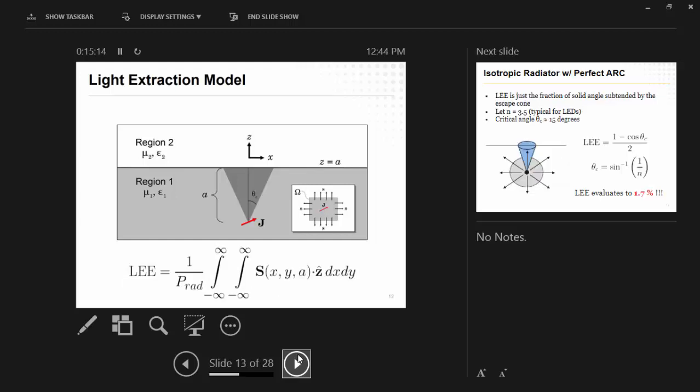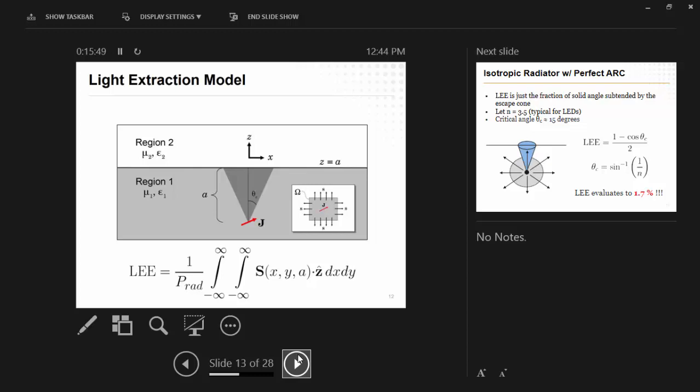Then I do an integral on the z equals a surface there. You'll notice I'm integrating across infinity. Imagine this plane here: the event is below, I have this plane, and I'm integrating all the power that crosses that surface in the z direction across the entire infinite plane, and that is the total light that has escaped from my little radiation event. Then if I divide by the total power radiated, I have light extraction efficiency.